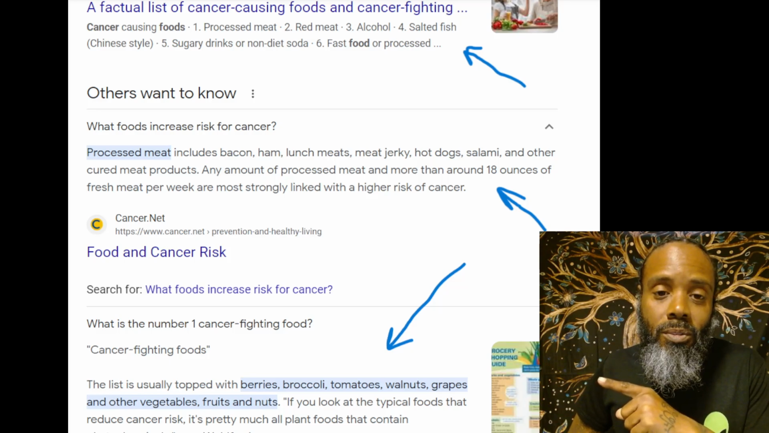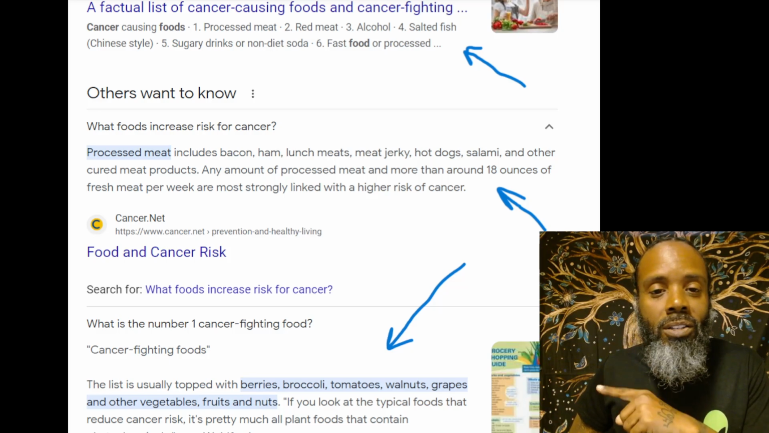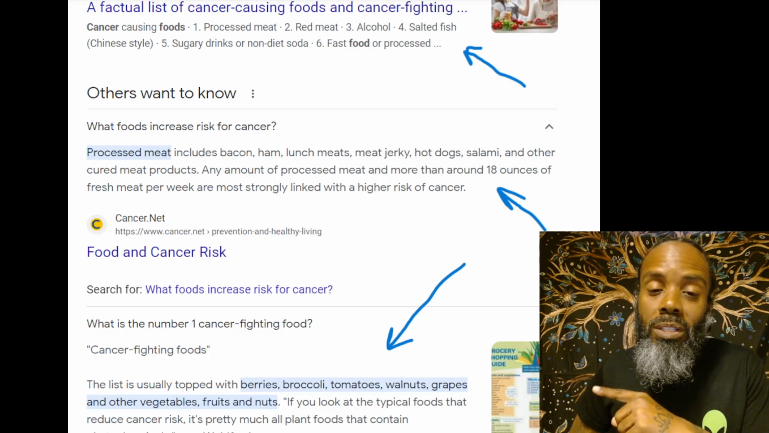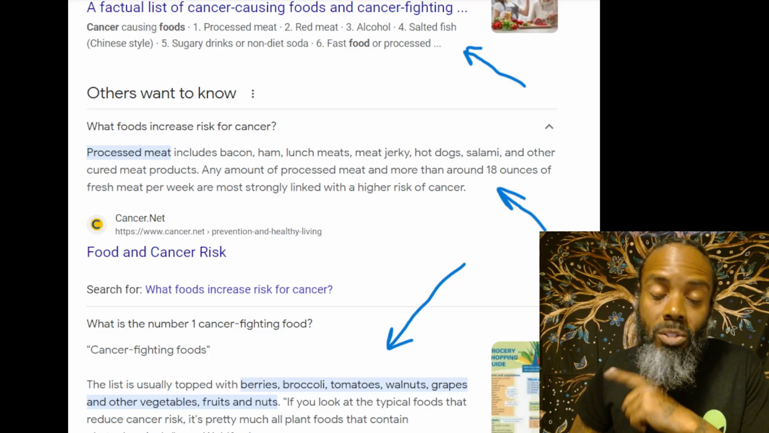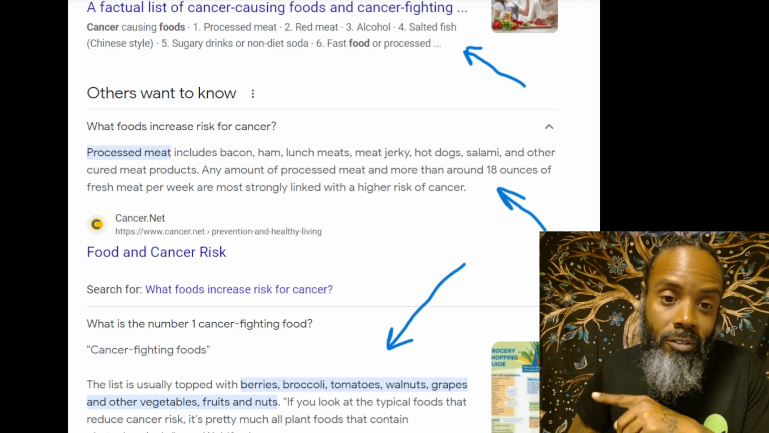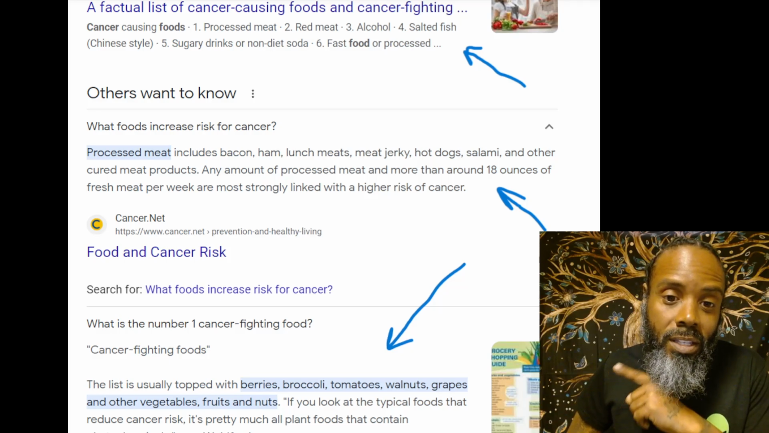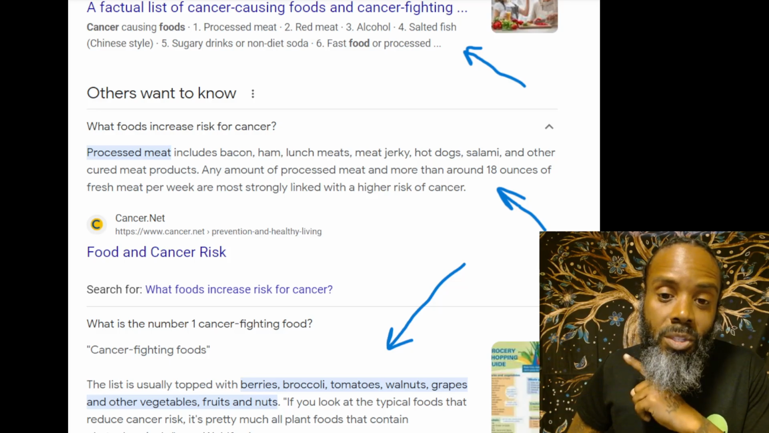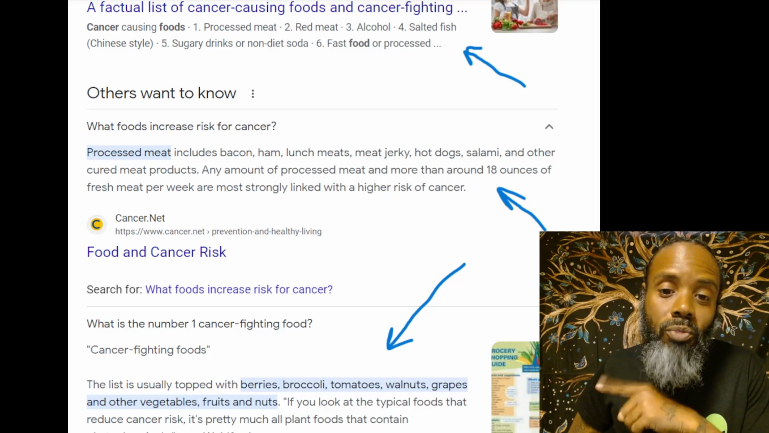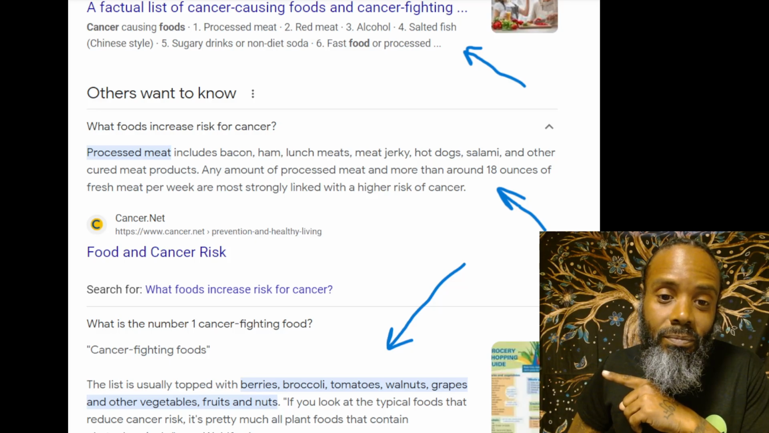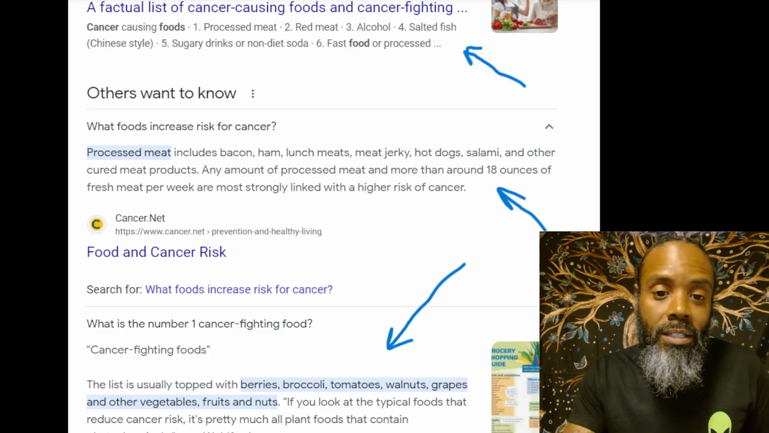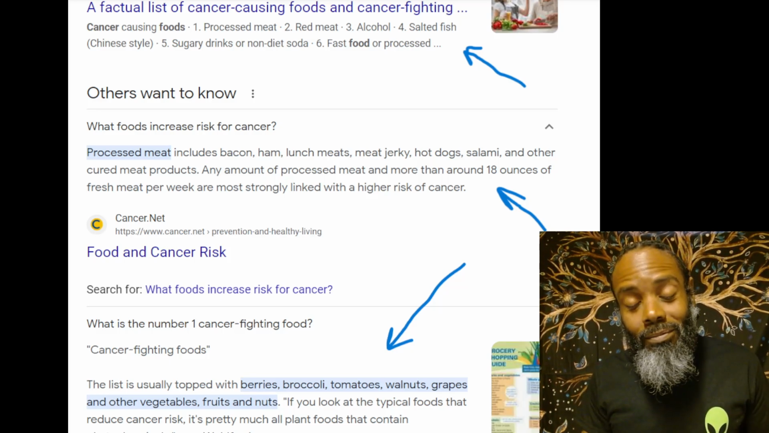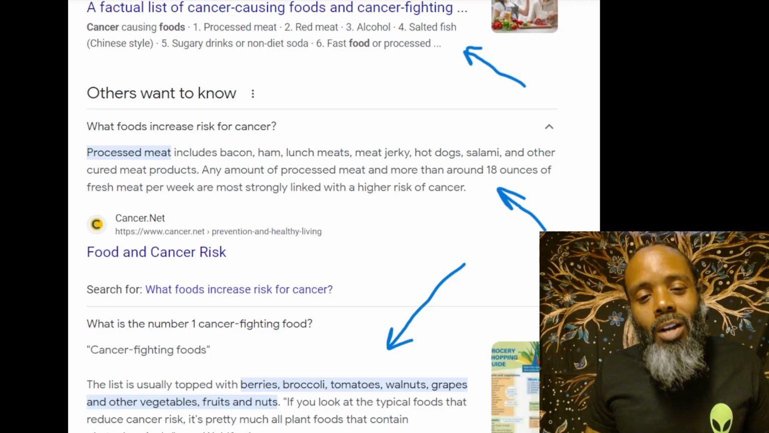Now, right here, cancer fighting foods. And again, these are not all exhaustive lists. There's much more to it. Just enough to get your feet wet, your toes wet, ankles, whatever. But the list is usually topped with berries, broccoli, tomatoes, walnuts, grapes, and other vegetables, fruits, and nuts. And there's more to that, but that's what it really all comes down to.